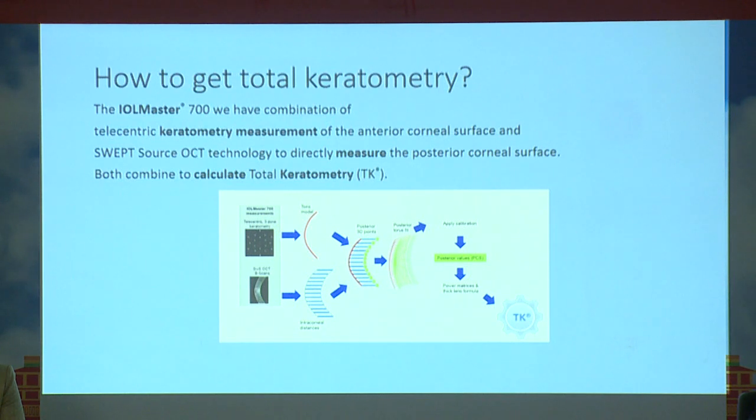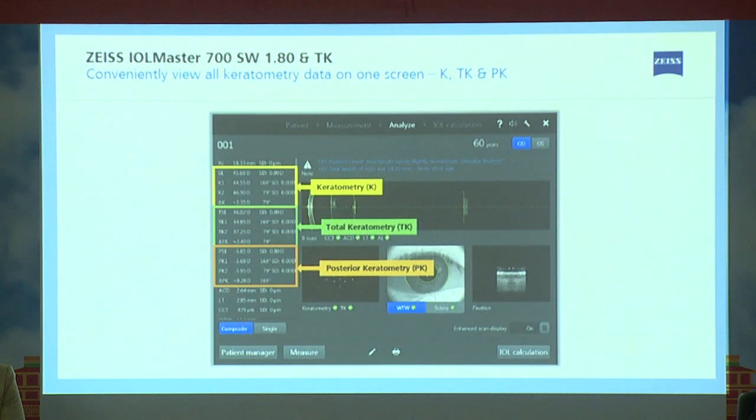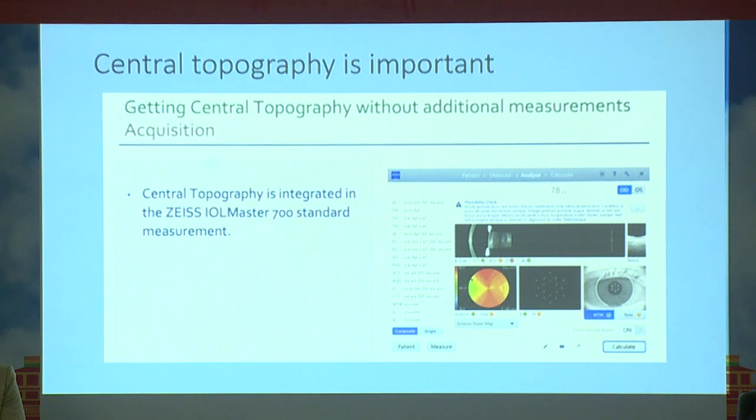telecentric keratometric measurement of the anterior corneal surface and swept source OCT technology for the measurement of the posterior corneal surface. If combined, then it gives the total keratometry. This interface of the IOL Master 700 gives both the anterior and posterior keratometric reading along with the total. Now, central topography is also important, and the IOL Master 700 also gives the central topographic measurement. At least it gives some idea about the central topography.